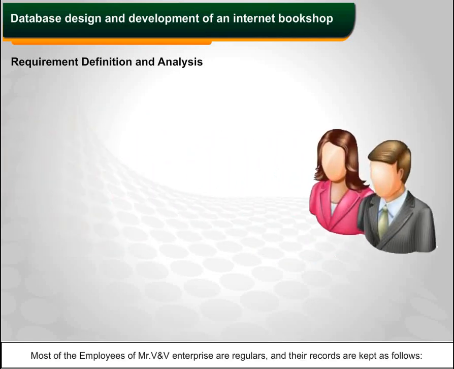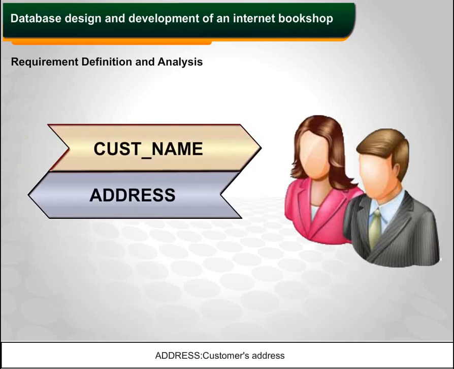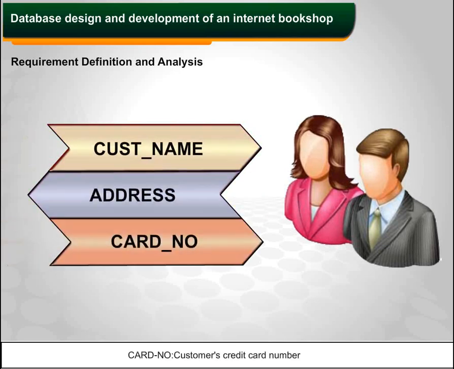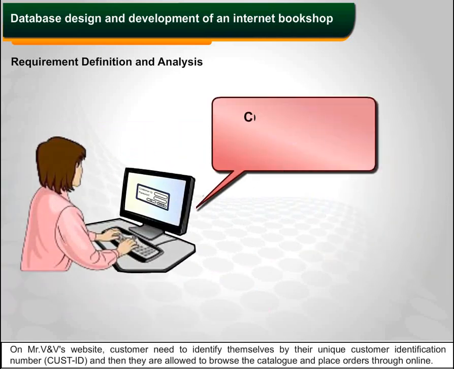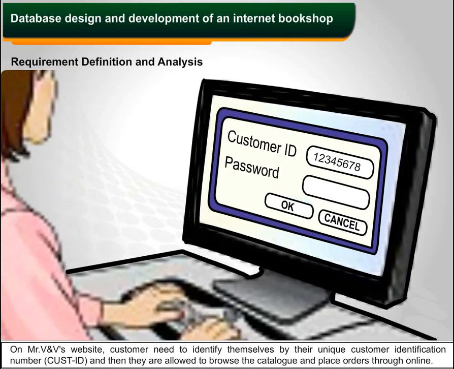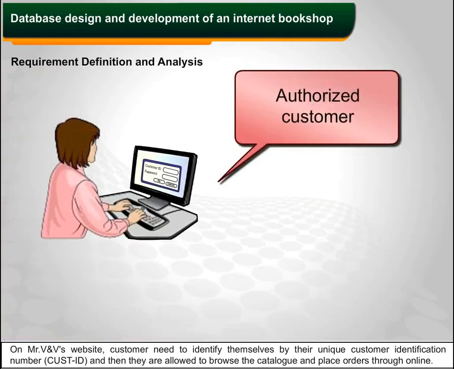Most of the employees of Mr. V and V Enterprise are regulars and their records are kept as follows: customer's name, customer's address, customer's credit card number, customer's bank account number. On Mr. V and V's website, customers need to identify themselves by the unique customer identification number, that is CUST ID, and then they are allowed to browse the catalog and place orders online.